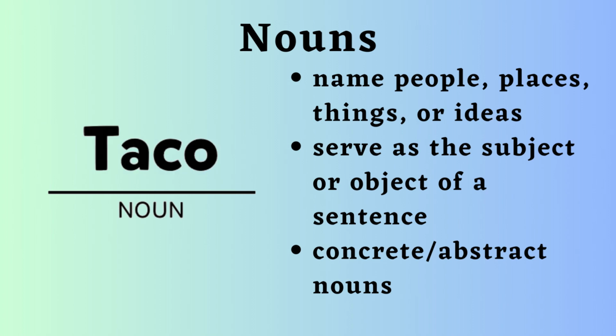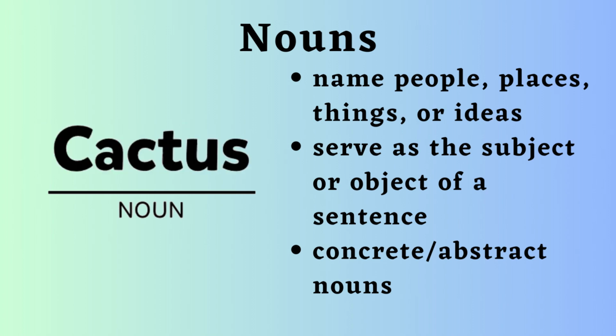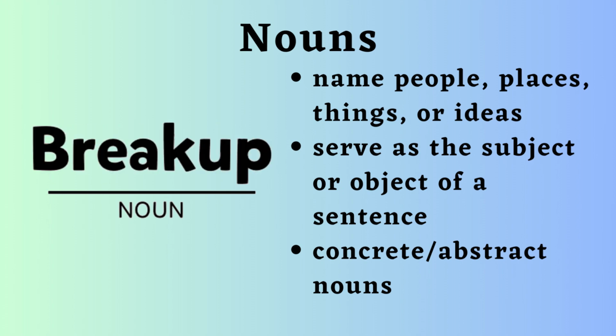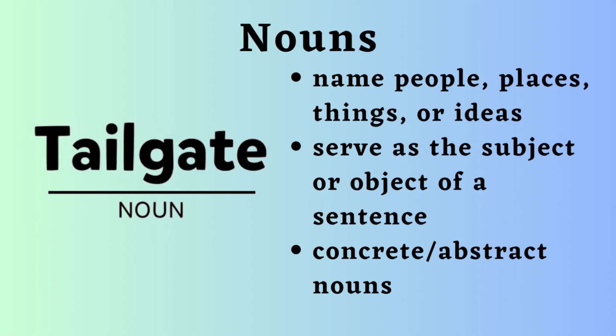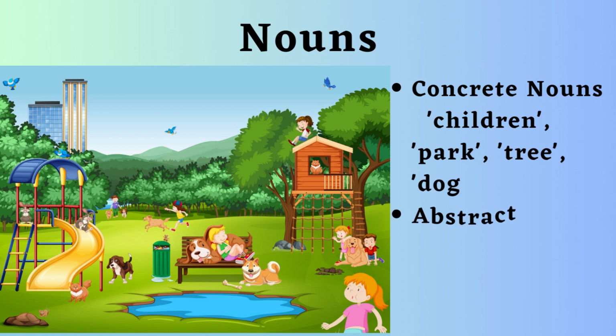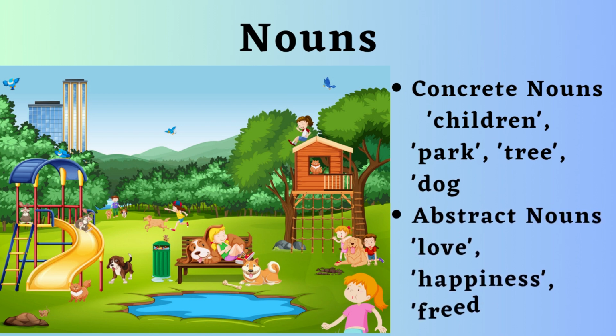They can serve as the subject or object of a sentence. They provide the key elements for expressing ideas and conveying information. Let's take a closer look at some examples of nouns. Imagine you are in a park. You see a beautiful tree, children playing, and dogs running around. In this scenario, tree, children, and dogs are all nouns.